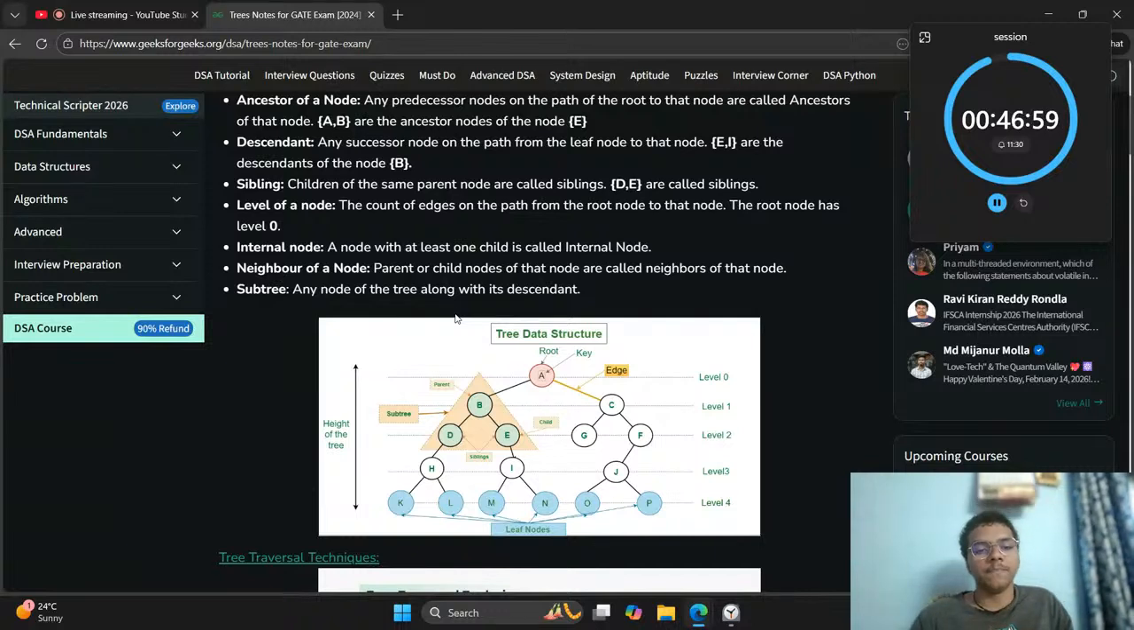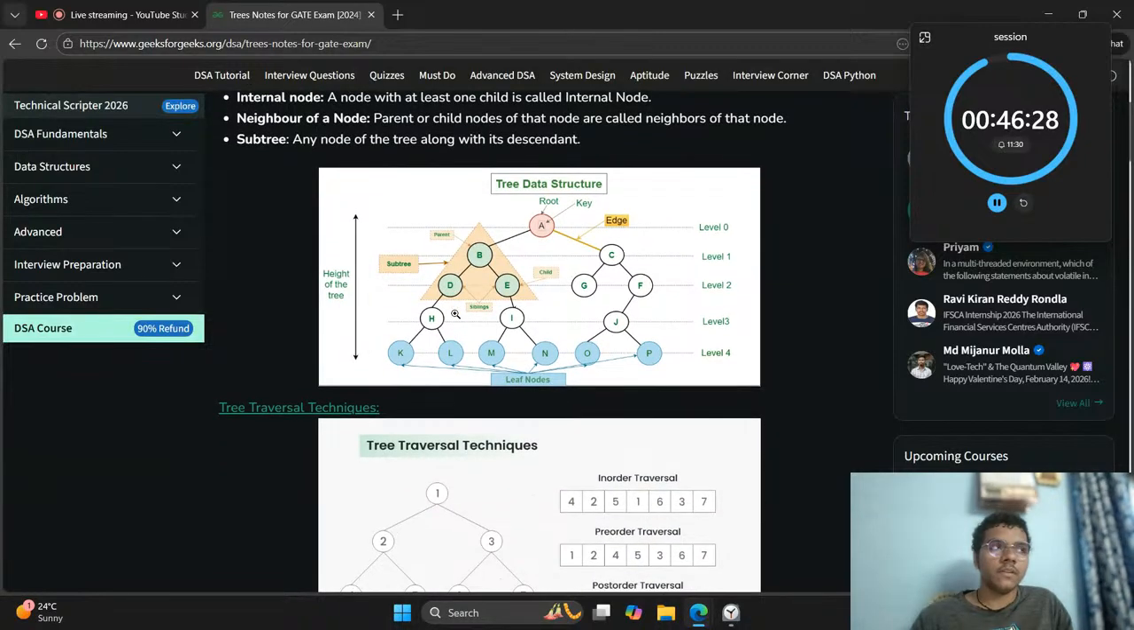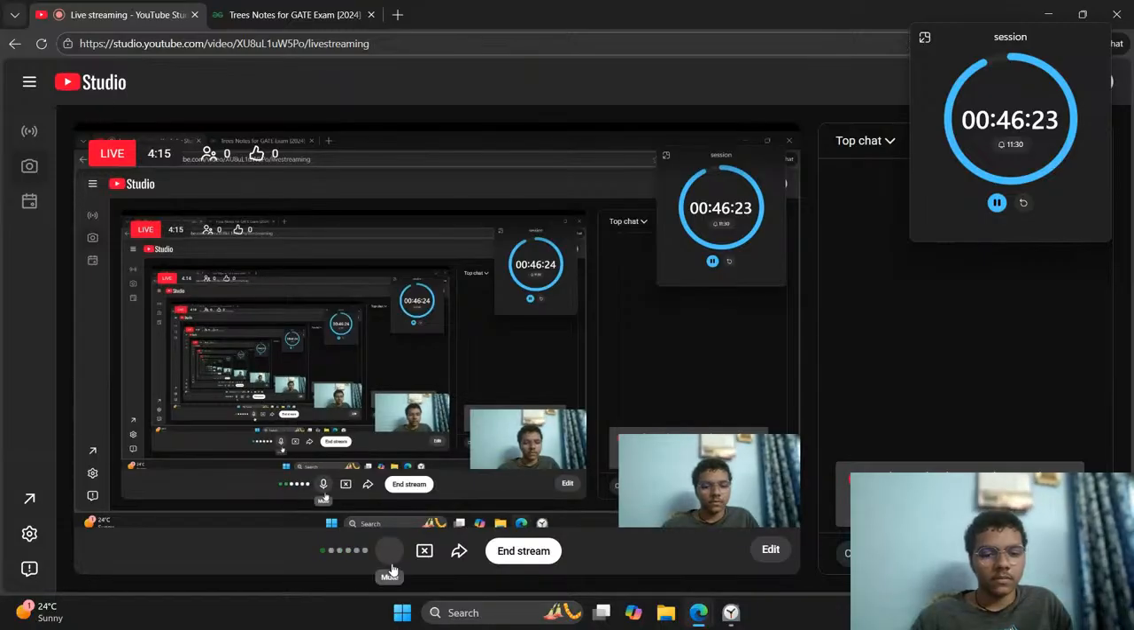Internal node: a node with at least one child is called an internal node. Neighbor of a node: the parent or child nodes of that node are called neighbors of the node. Parent or child node. Neighbor, okay. Never heard of that terminology. Subtree: any node of the tree along with its descendants.